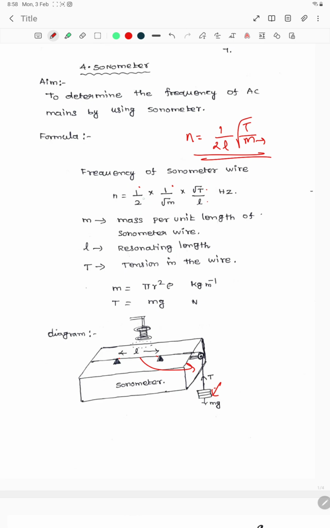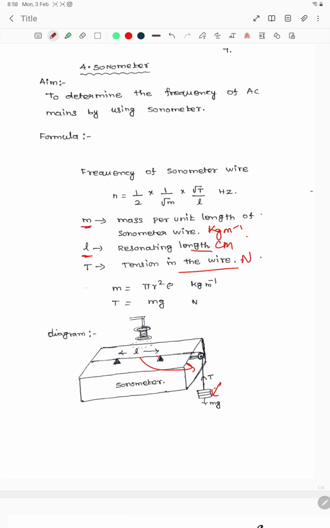So you will write the formula as 1 by 2 into 1 by root M into root T by L, where M is the mass per unit length of the sonometer wire. Here the frequency of the sonometer wire will be written in what unit? That will be hertz. Then the resonating length is in centimeter and the tension in the wire is measured in Newton. M you can write in kilogram per meter.